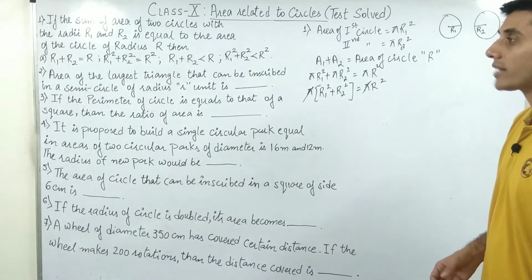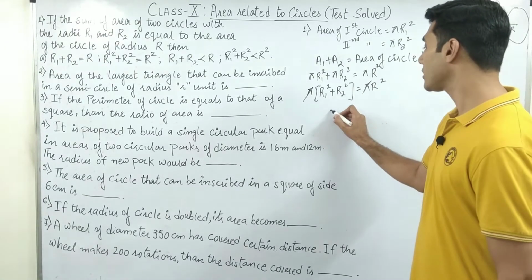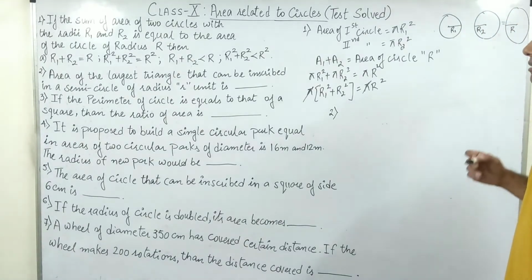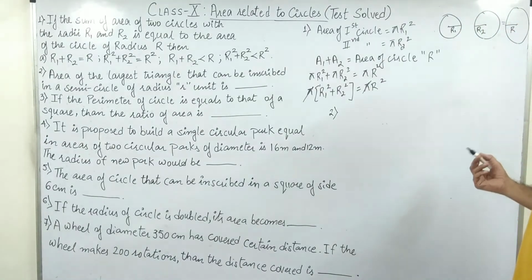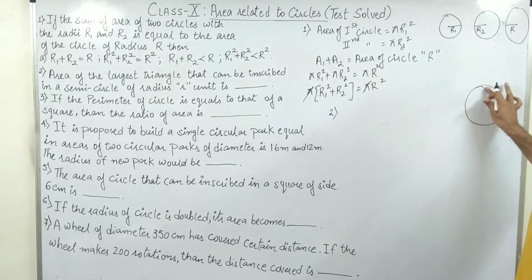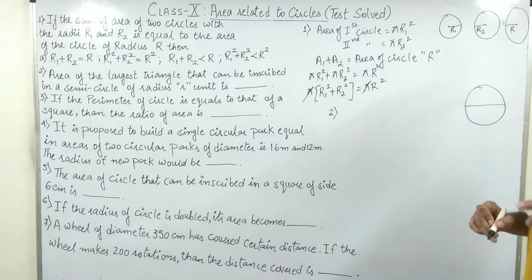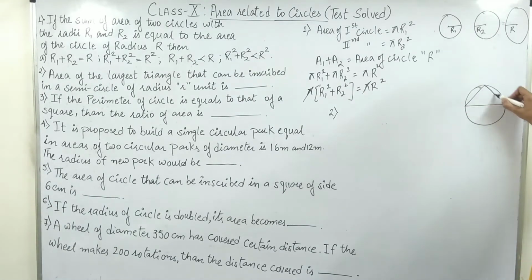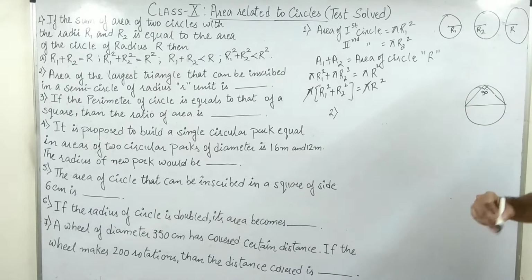Let's move ahead and do the second question. The second question says: area of the largest triangle that can be inscribed in a semicircle of radius r. Now let's see. If I am drawing this circle, let's draw a semicircle like this. Now we know that the angle in a semicircle will always be equal to 90 degrees. So any triangle made in a semicircle, one of the angles will always be 90 degrees, because that is the theorem.